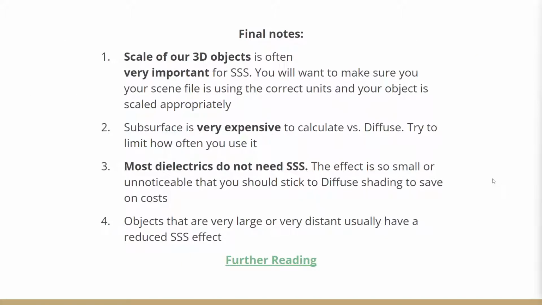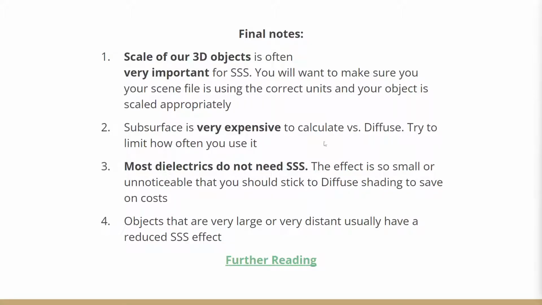And some final notes on subsurface scattering. The scale of your 3D object is very important. So you will want to make sure your scene file is using the correct units and your object is scaled appropriately, because subsurface scattering and how deep light scatters beneath the surface is very real-world-units dependent. And so if you have the same model that's really tiny versus the same model that's really large, that effect of light scattering underneath the surface is going to be different between those models.